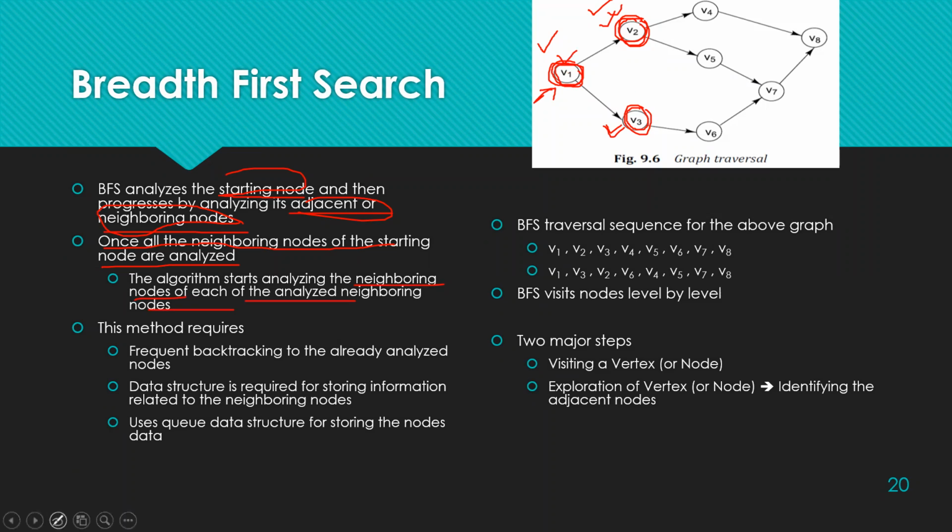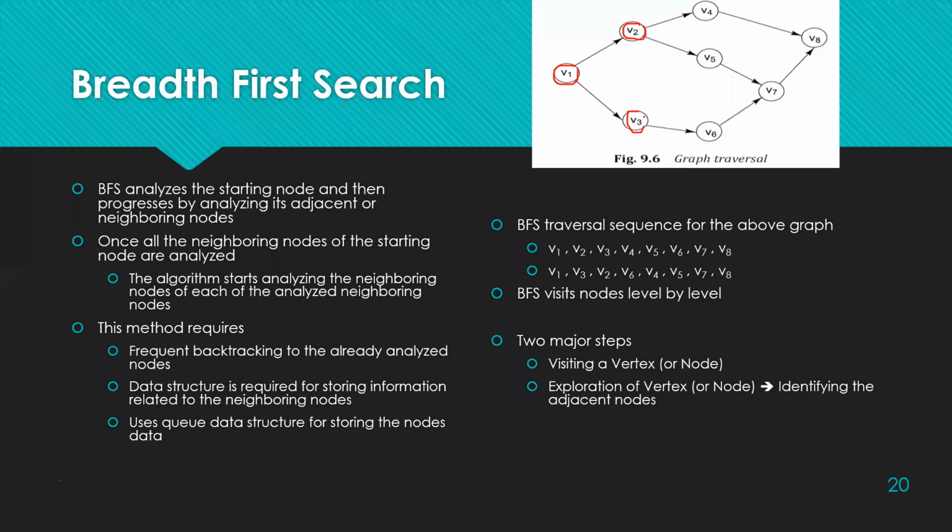So I have analyzed this one. Node 1 is the starting point. Who are the neighbors for this? V2 and V3 are the neighbors. So I have visited this and analyzed it. Now after this, whom should I visit? I'll say, for example, I'll visit V2. If I'm visiting V2, I need to analyze who are the neighbors for this one. So it is V4 and V5.